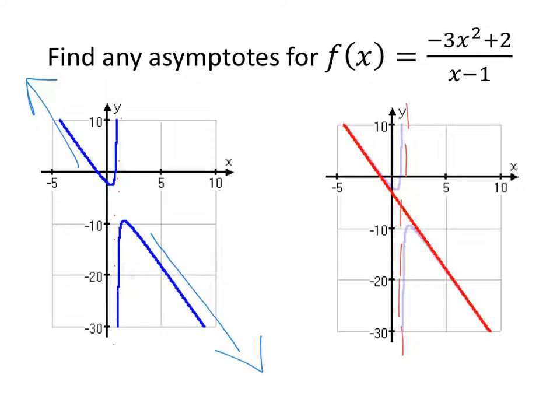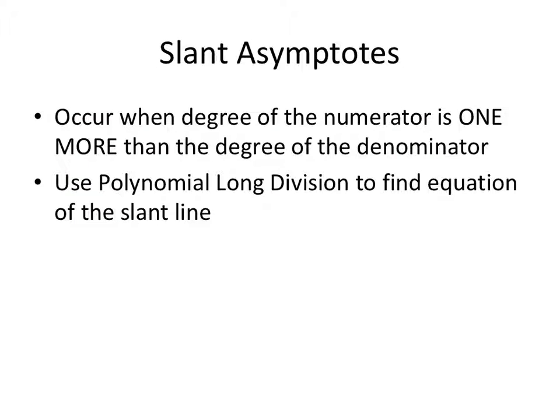But notice those kind of make a line. So there is an asymptote here, but it's neither vertical nor horizontal. This is what we call a slant asymptote. Slant asymptotes, sometimes called oblique asymptotes instead, are going to occur when the degree of the numerator is exactly 1 more than the degree of the denominator. Exactly 1. If it's 2 more, 3 more, it doesn't matter.